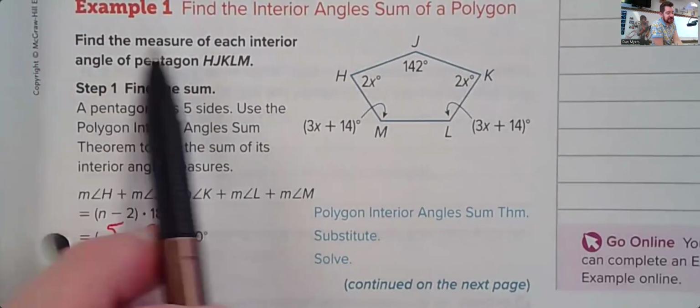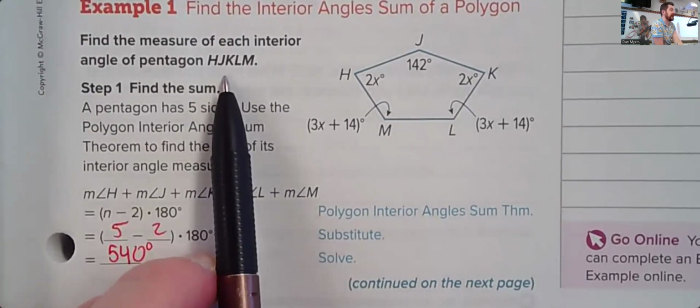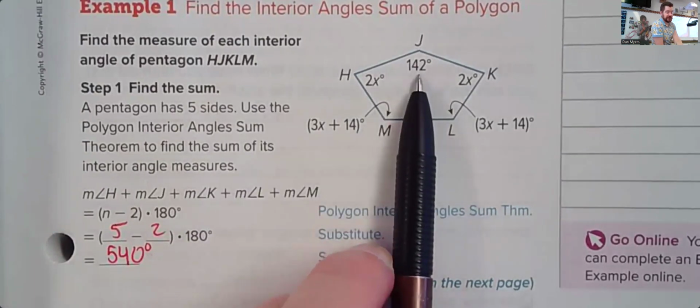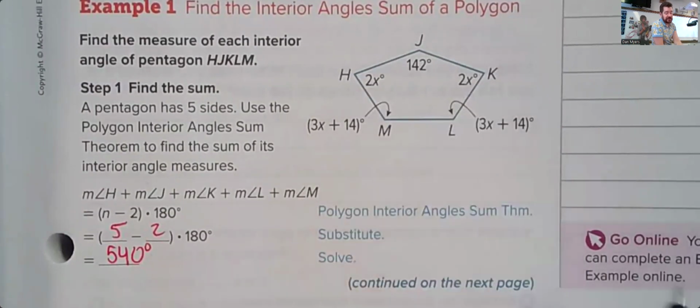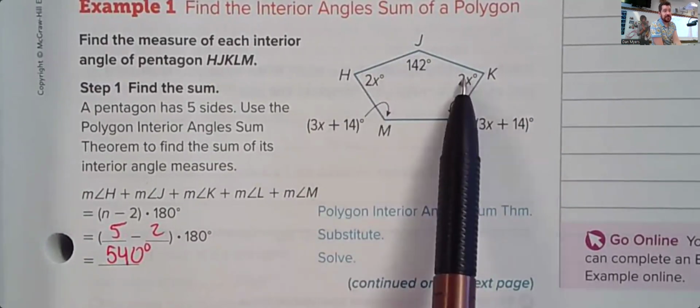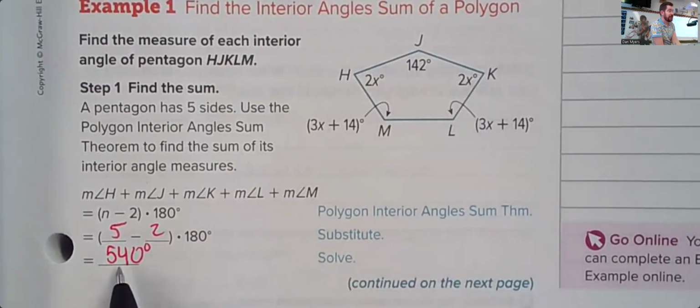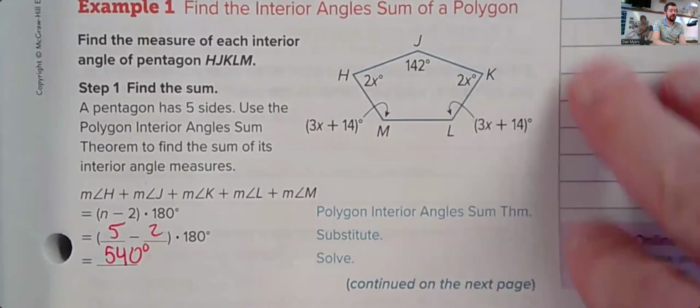So this says to find the measure of each interior angle. So we're actually going to be figuring out the measure of angle J, which we already know is 142. We're going to figure out the measure of angle H, angle K, and the measures of M and L as well. So now that we know how many degrees there are total, we have to add all 5 of those together and set them equal to 540. It's just like when we were dealing with triangles. But instead of adding 3 angles together and setting them equal to 180, we're adding now 5 angles together and setting them equal to the total amount of degrees in a pentagon, which is 540. So it's the same idea.